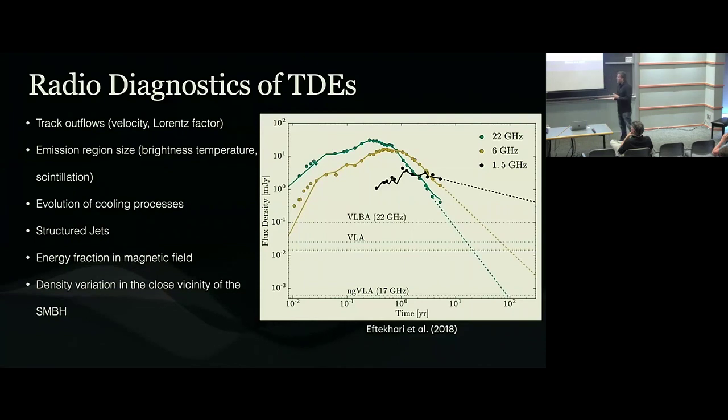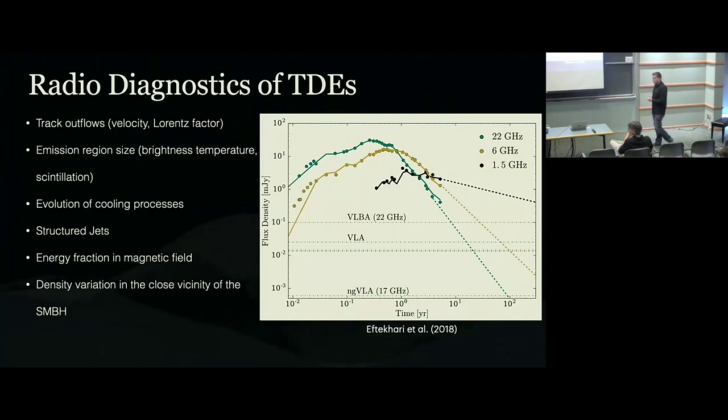Maybe you can get some info on the fraction of energy in the magnetic fields, and also indirectly it can give you some information on density structure and density variations in the close vicinity of the supermassive black hole. So a lot of great diagnostics via radio observation. This is just one example, Swift J1644, that you all know of.